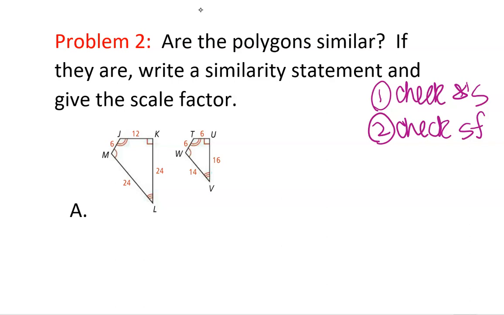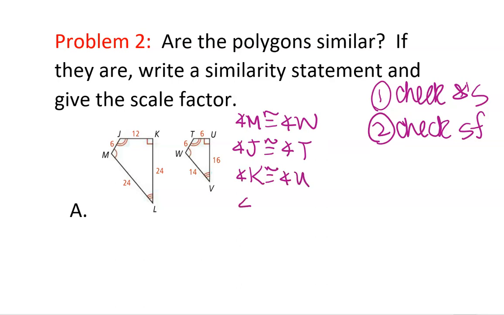So it's kind of like you're doing a short little proof, but you don't really have to explain yourself this time. So angle M congruent to angle W, and we're going to go all the way around. J and T are the same, K and U are the same, and L and V. Okay, so we have our congruent angles.